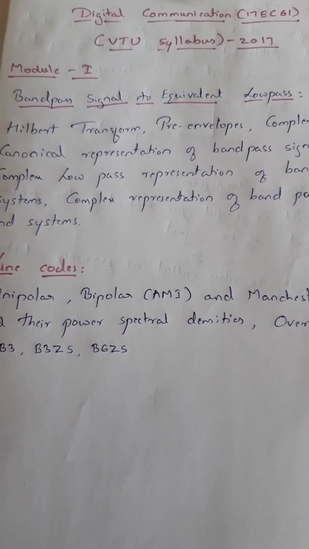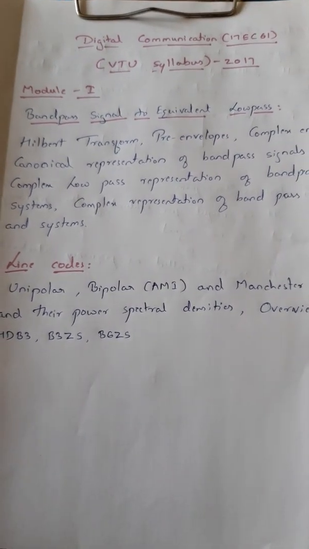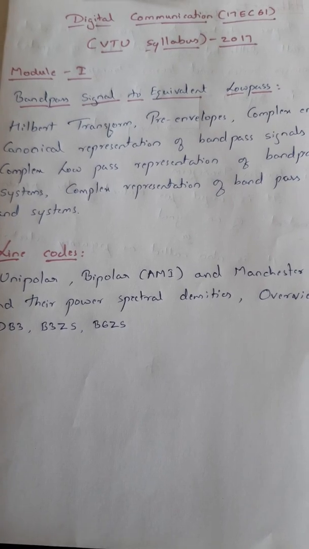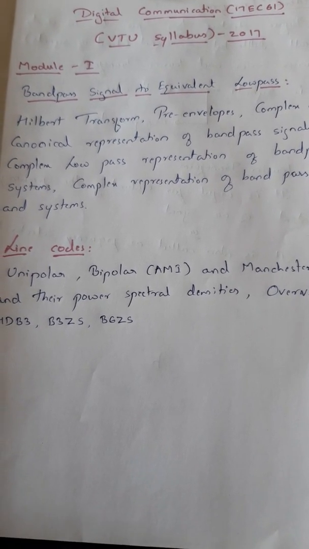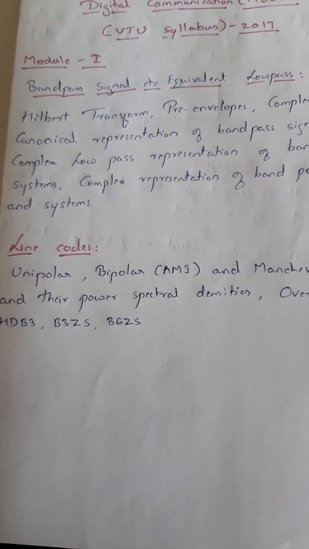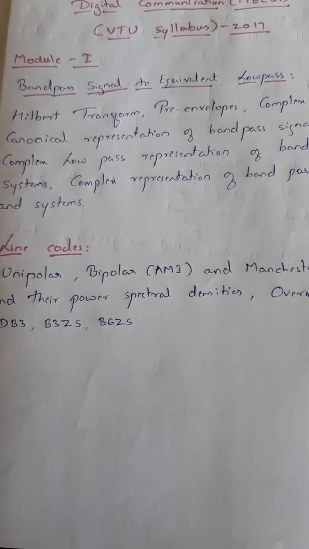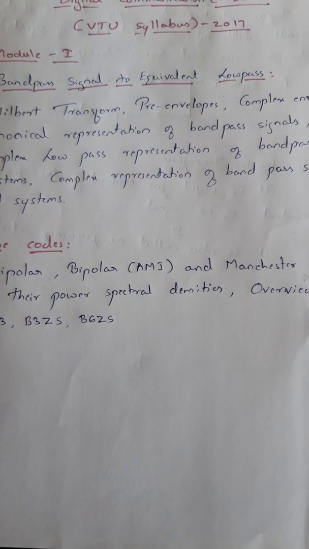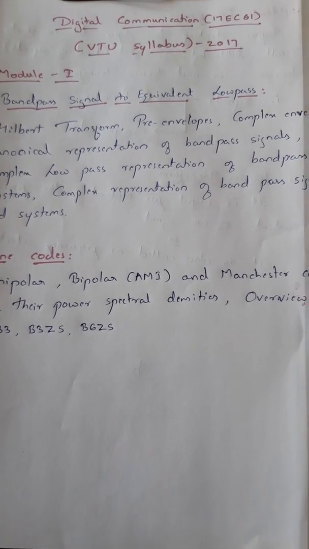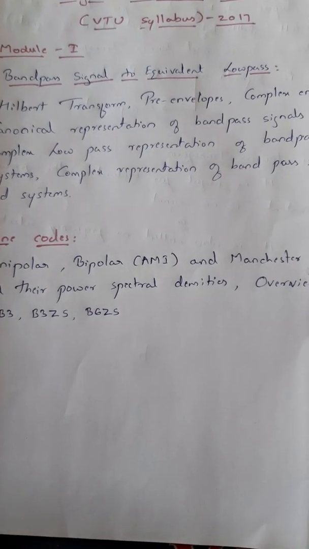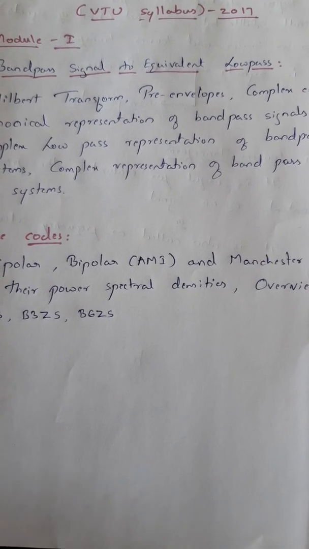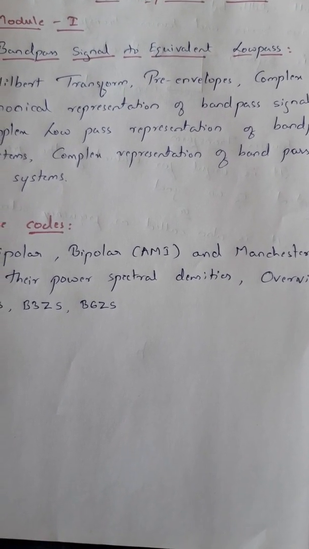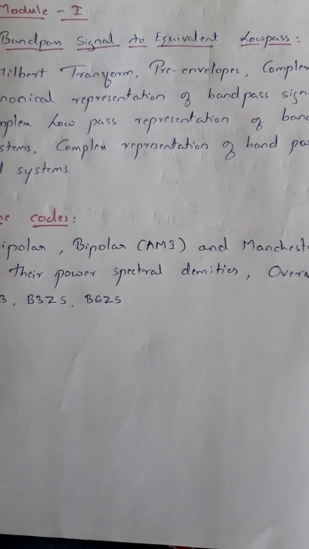It has two sections. One is bandpass signal to equivalent low pass signal, and the second section is line codes. In the second module, we will come across signaling over AWGN channel, that is noisy channel. And in the third module, we are going to come across digital modulation techniques, as you already studied some analog modulation techniques in the principles of communication system.